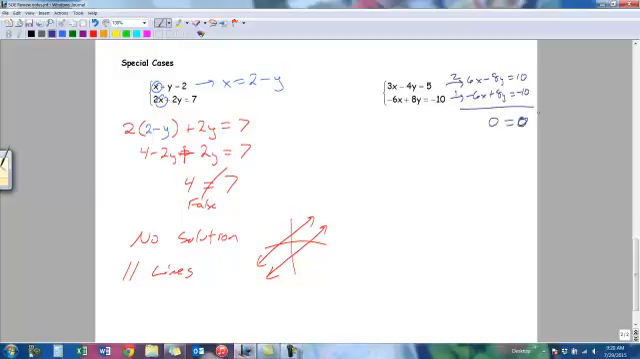That's a 0. Now, just like the previous example, the variables eliminated. However, our remaining equation is true. 0 is equal to 0. Now, once again, if you were to solve for y and graph these, graphically, these would turn out to be the exact same line. So for this one, if the variables eliminate and it's true, that means it's infinite solutions because they are the same line.